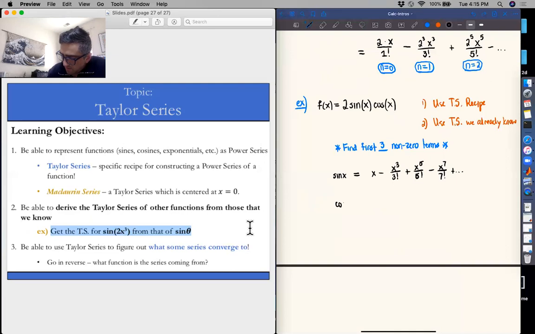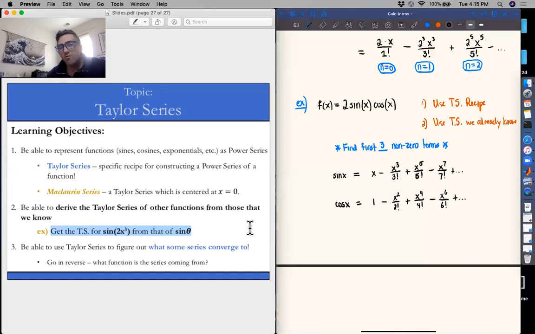Remember, sine has all of those odd terms, whereas cosine has all the even terms. So cosine would be 1, minus x squared over 2 factorial, plus x to the 4th over 4 factorial, minus x to the 6th over 6 factorial, and so on.